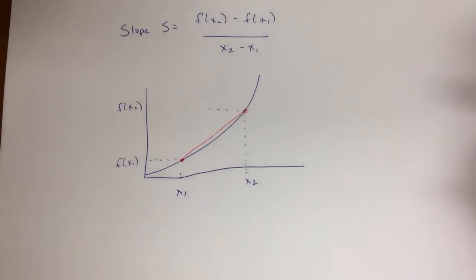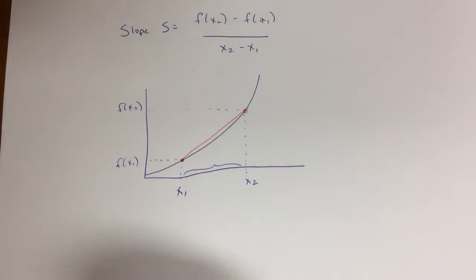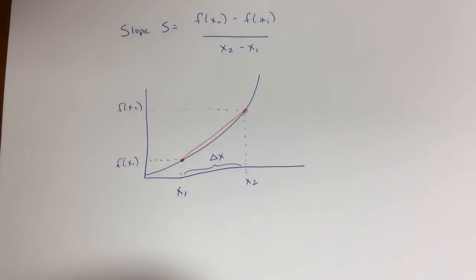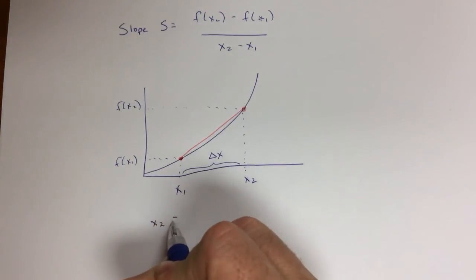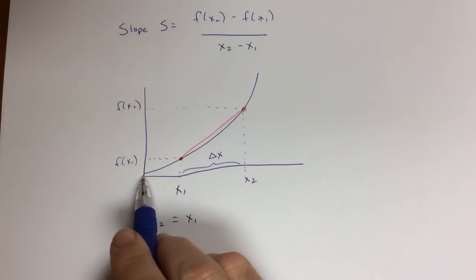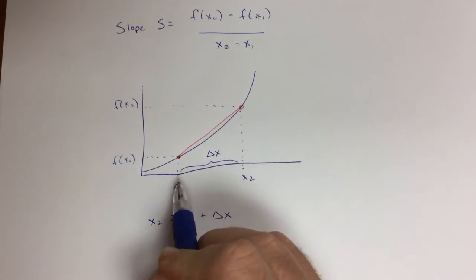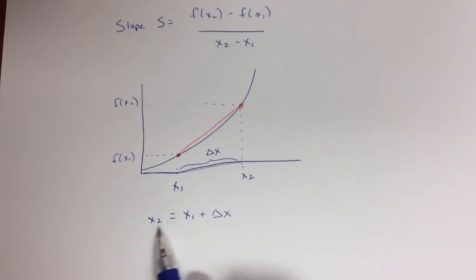But we're going to now identify x2 in a little different way. We're going to call this distance here between x1 and x2 delta x, meaning the change of x. So if that's the case, x2 is equal to x1, which is this distance here, plus delta x, which is this distance here. And so now we have x2 is equal to x1 plus delta x.